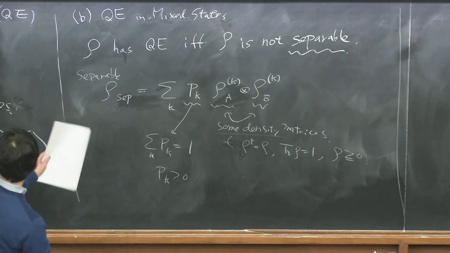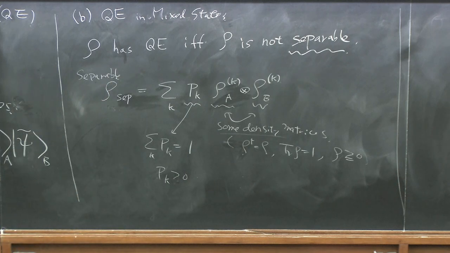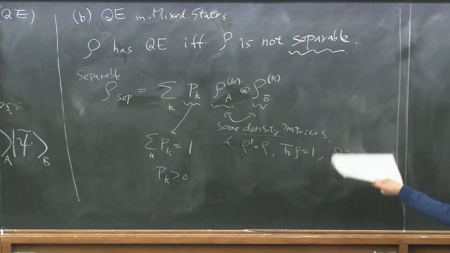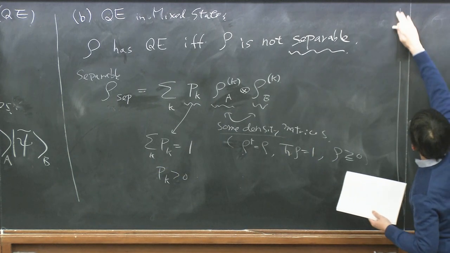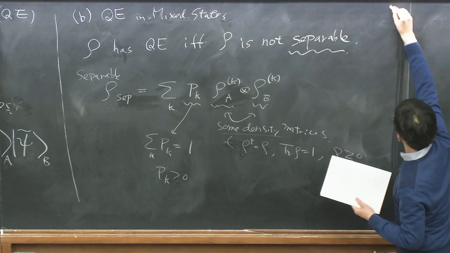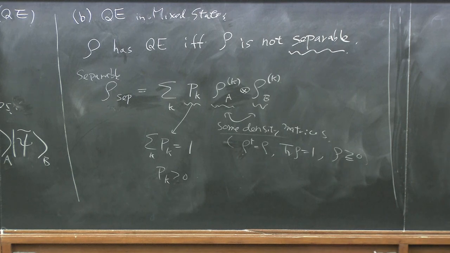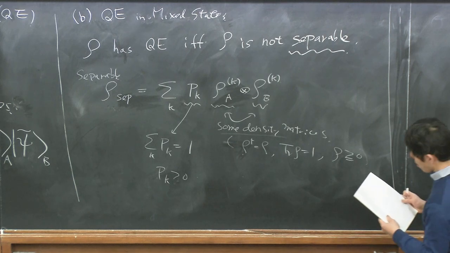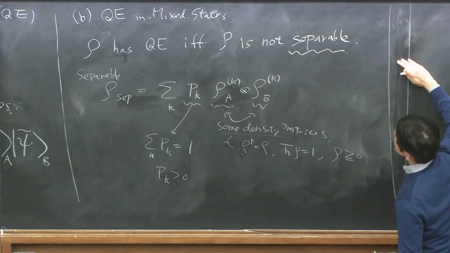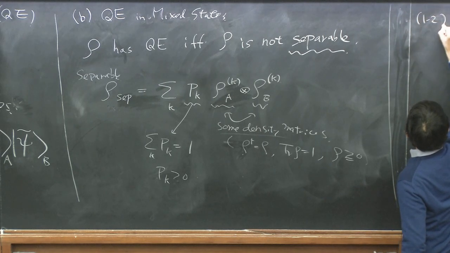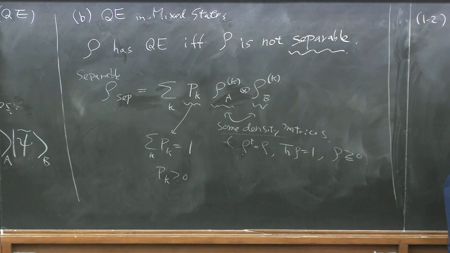As you see, this condition is much more difficult compared with pure state entanglement, and the study of mixed state entanglement is still a developing subject in quantum information theory. But this is quite a general story. I'd like to explain some explicit example. Let's consider a two-qubit state.